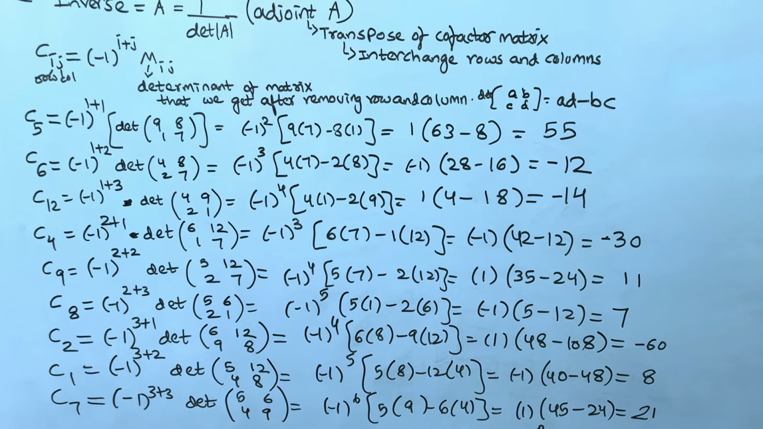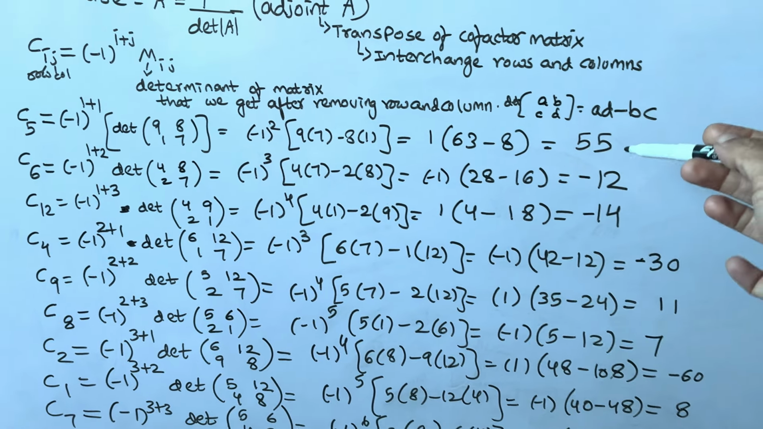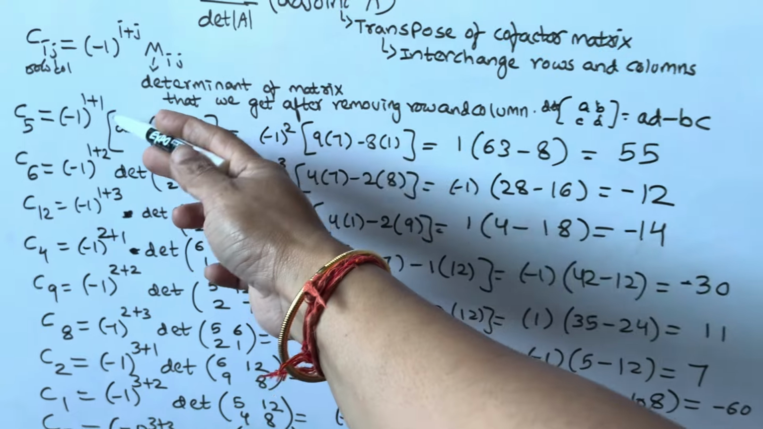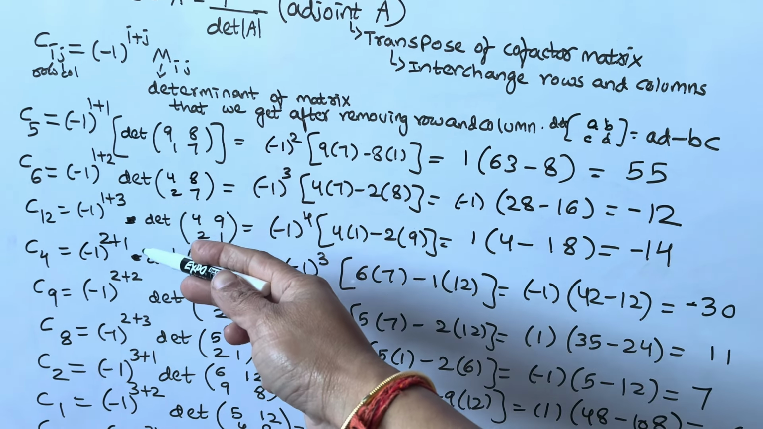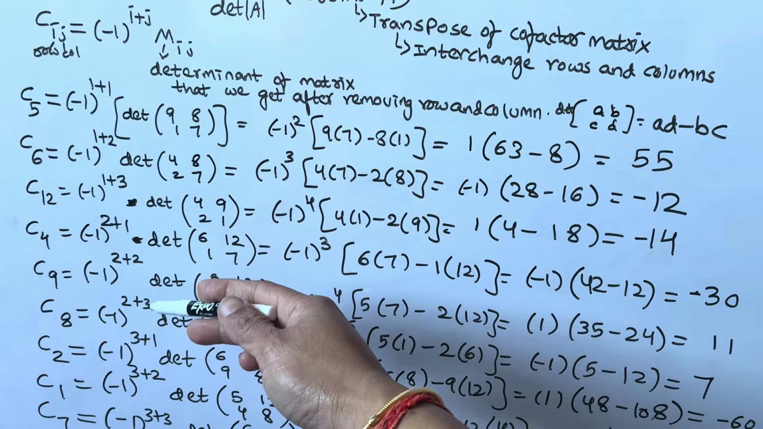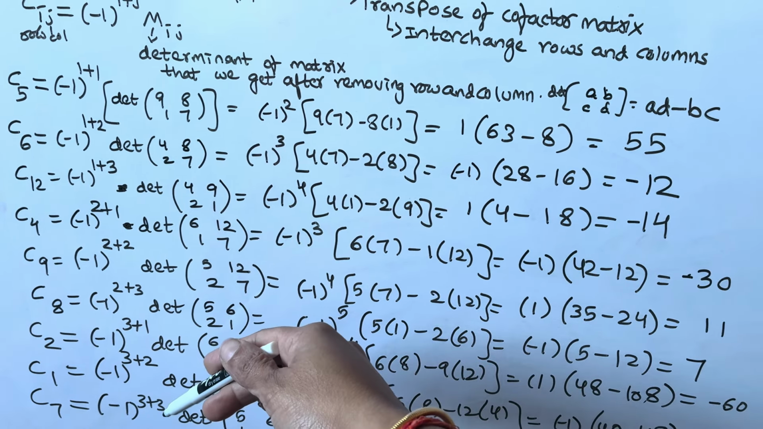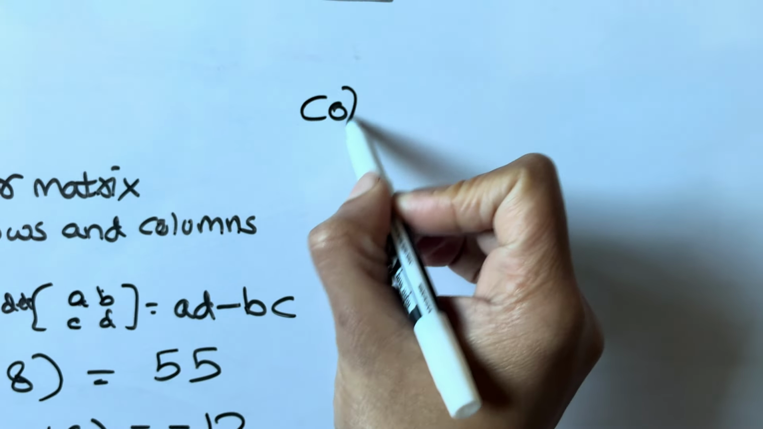Okay. So let's write down the cofactor matrix depending on the row elements. So first row, first element, first row, second element, first row, third element. And second row, first element, second row, second element, second row, third element. And third row, first element, third row, second element, third row, third element. So I'm going to write down my cofactor matrix here.